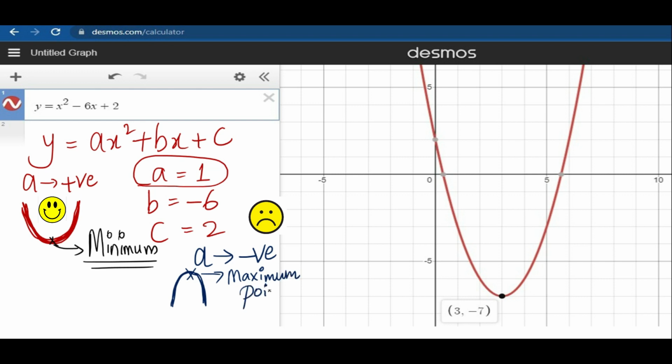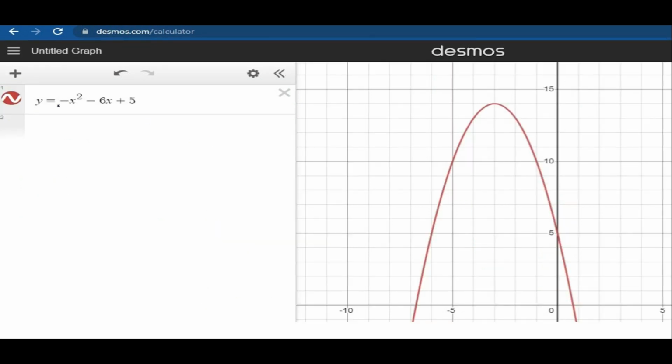So just by looking at the function, you can decide the curve that you're going to get, whether it's a U or an inverted U. So the nature of your parabola can be found by looking at the value for A. Here's an example for it. Here A is -1, and see here, this is your maximum point.